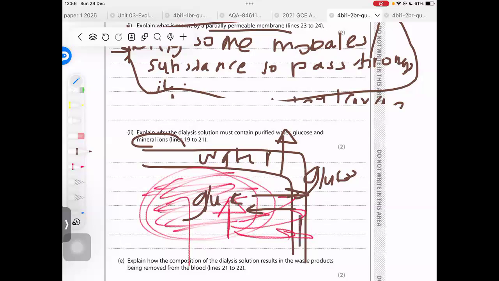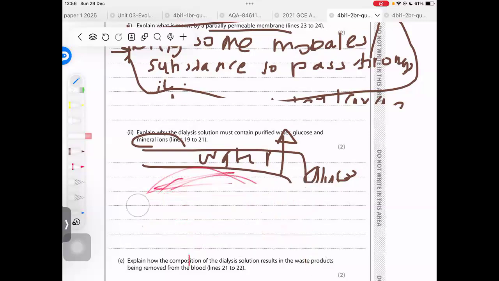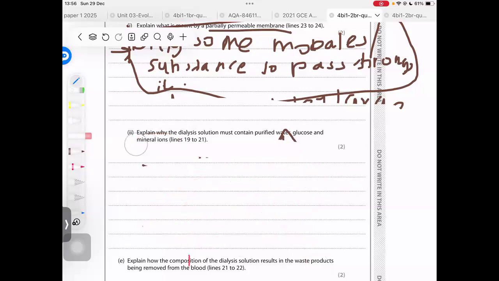Therefore, you can say in order to not allow minerals to be removed from the blood, we maintain a good concentration of mineral ions in the dialysis fluid. So how are you going to put it into words?